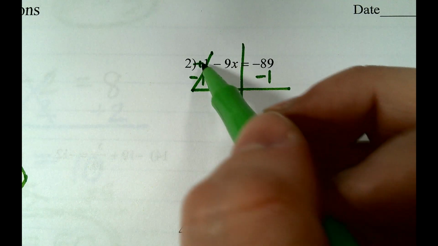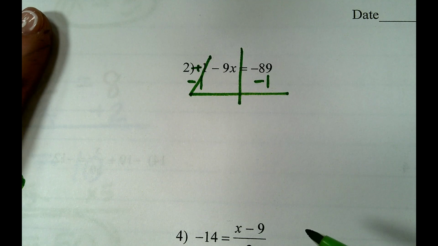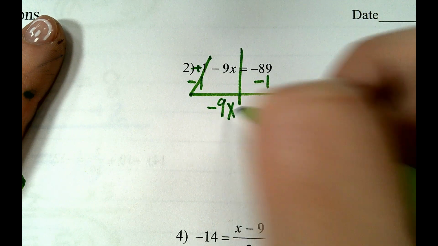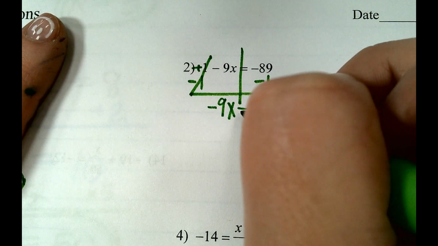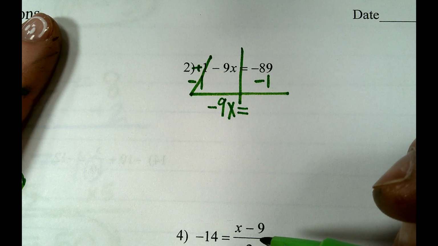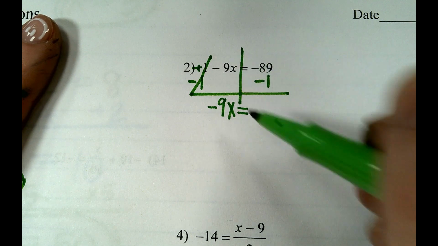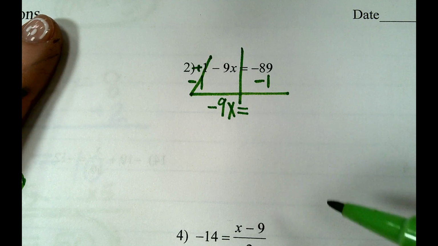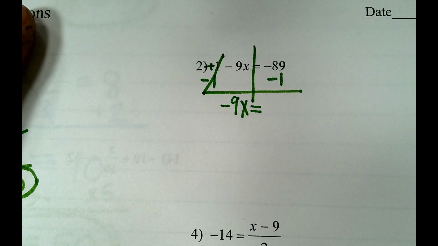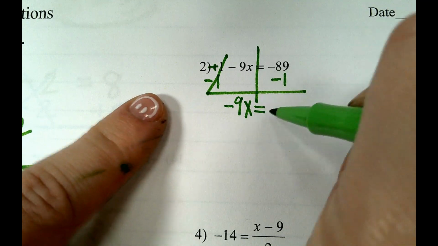So my 1s will cancel. What do I bring down? -9x equals -89 minus 1. Say it again. Almost. Go the other way. If we start with a negative and then we subtract even more, remember that just makes the negative bigger. Yes, it's kind of like you're adding the negatives. So -90.